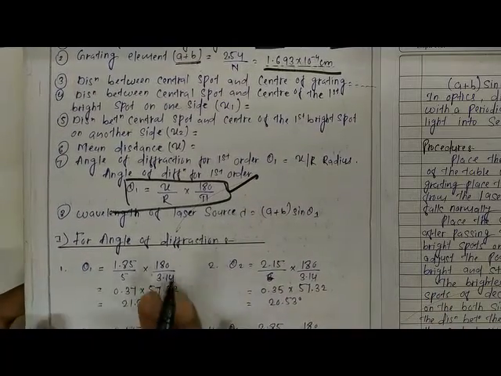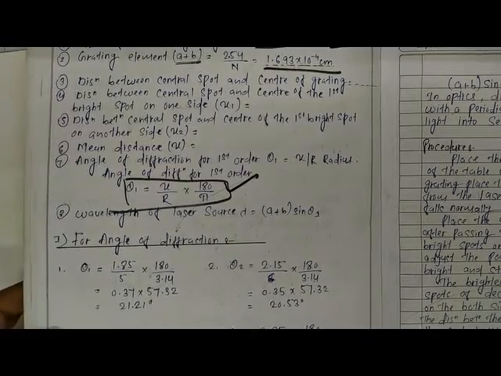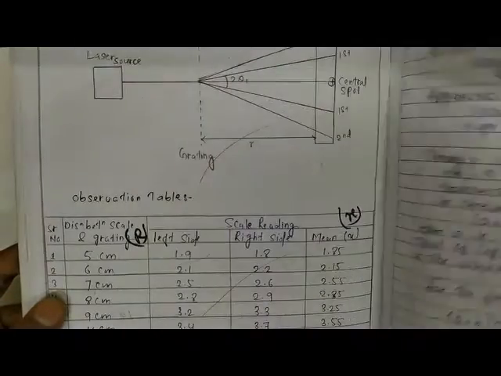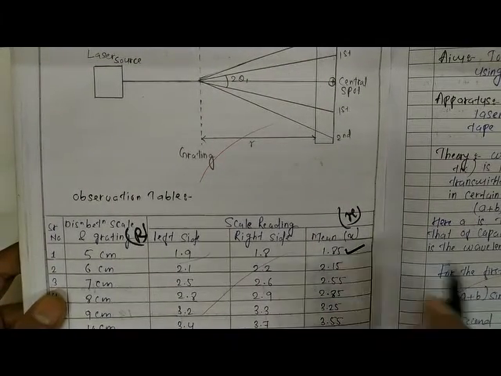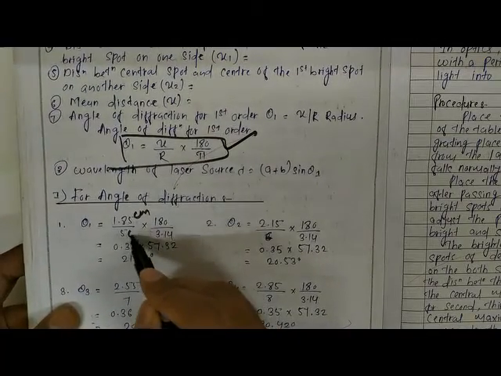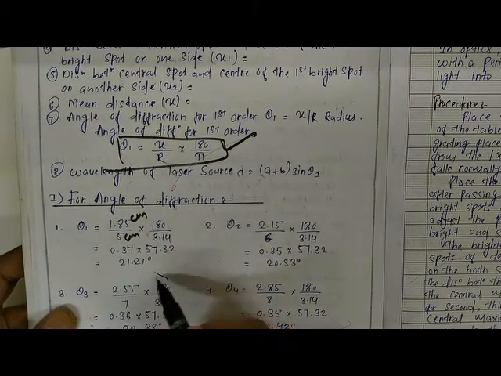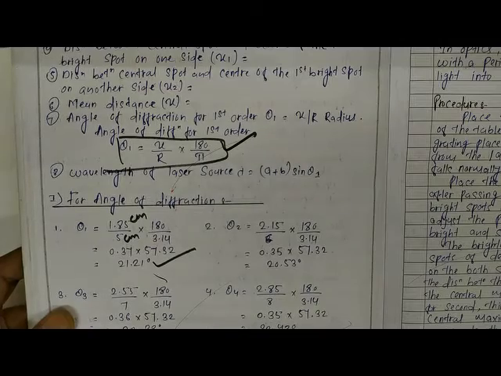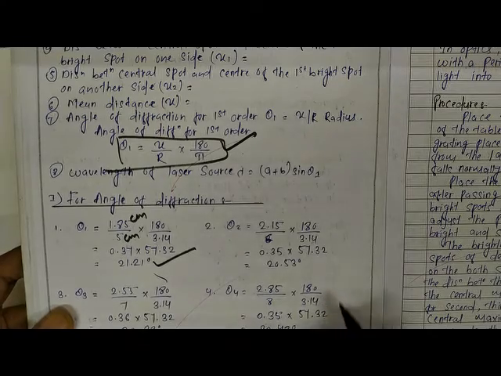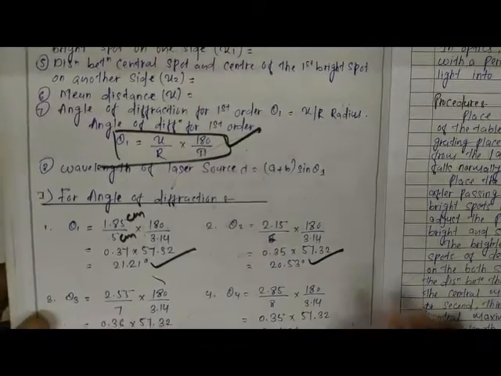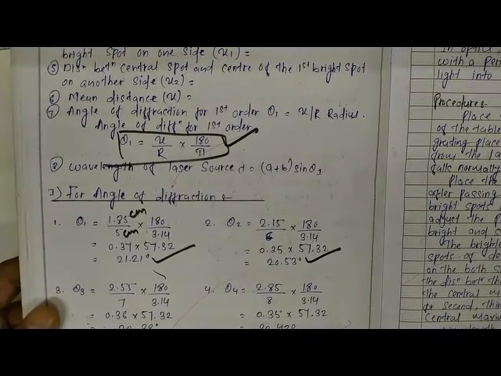For the first value, x is 1.85. If you remember, in our observation table it is 1.85, and the corresponding r value is 5 centimeter. So 1.85 centimeter divided by 5 centimeter into 180 divided by the value of pi, which is 3.14. If we calculate this, it will be 21 degree 21 minute. Likewise we have to find all the theta values, and corresponding to all 6 readings, we will get 6 theta values.